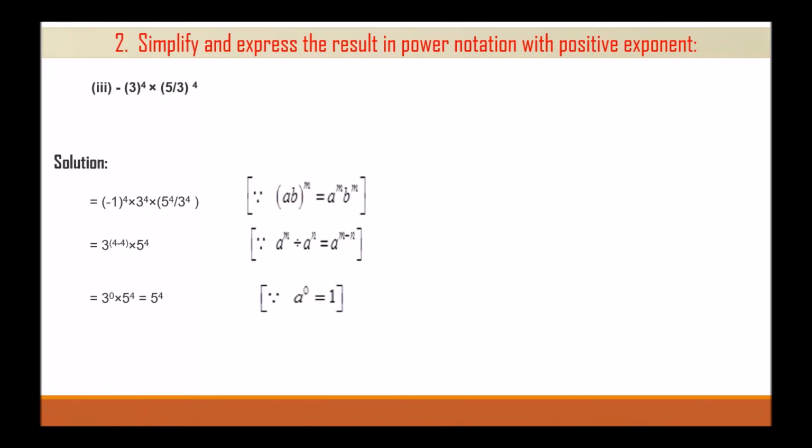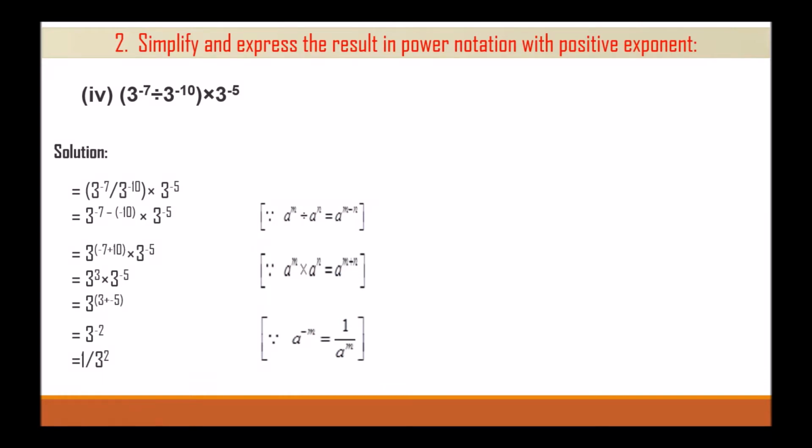Next, minus 3 upon 4 raised to 4 into 5 upon 3 raised to 4. Here 3 upon 4, 3 upon 4 we can cancel. So it will remain 5 upon 4. Or we can do 4 minus 4, so it will become 3 raised to 0. If a number is raised to 0, then the answer is 1. Here a raised to 0 equals 1.